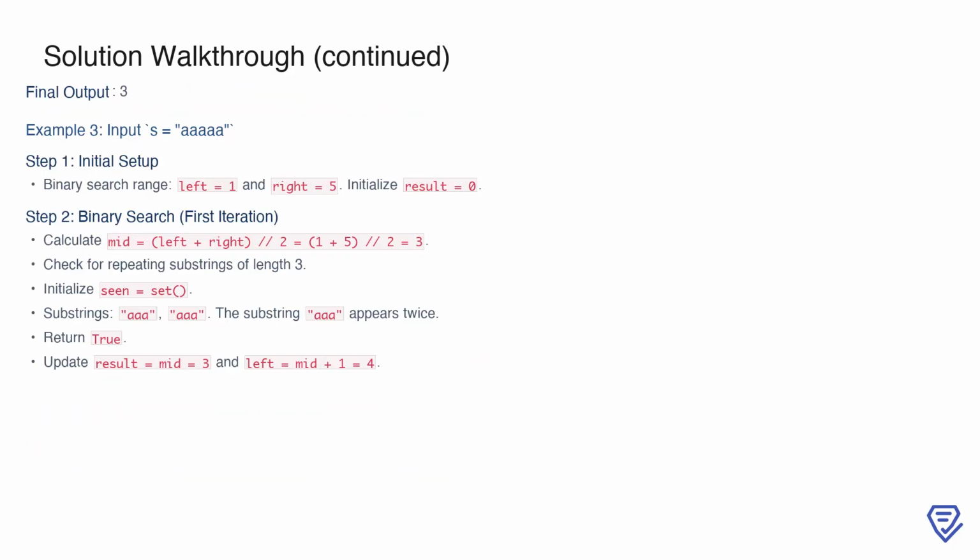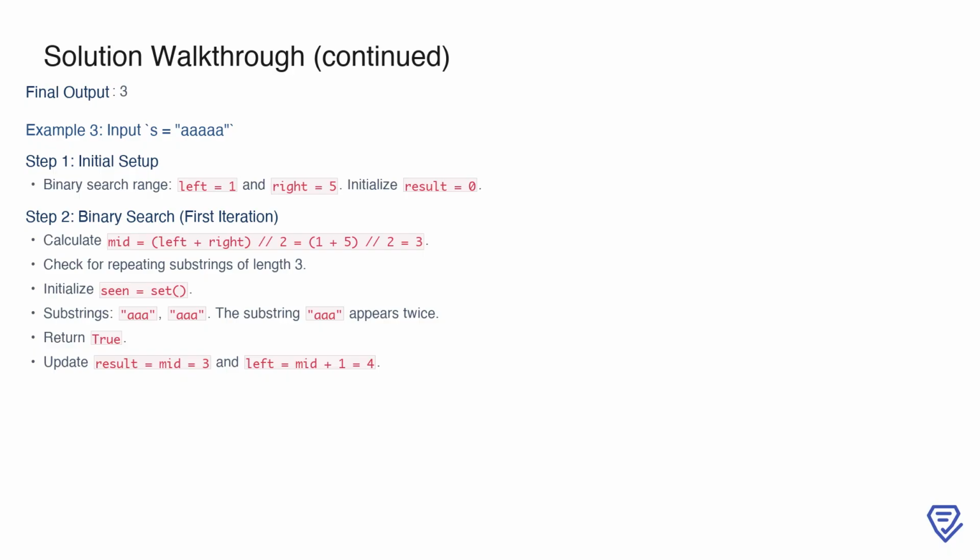Let's explore one final example where the input string is s equals AAAAA. We start the binary search with left set to 1 and right set to the length of the string, which is 5. We initialize result to 0. In the first iteration, we calculate mid as (left + right) // 2, which evaluates to 3.